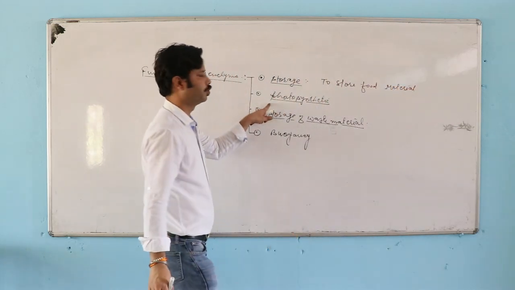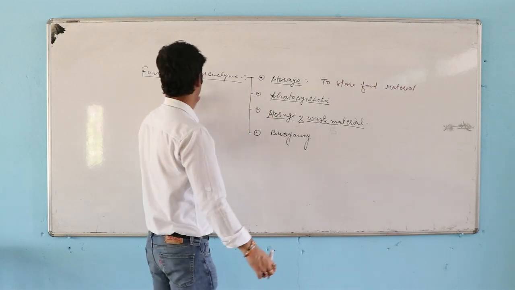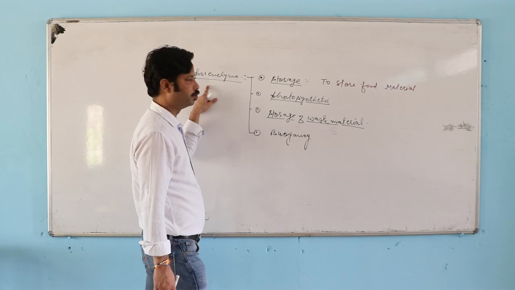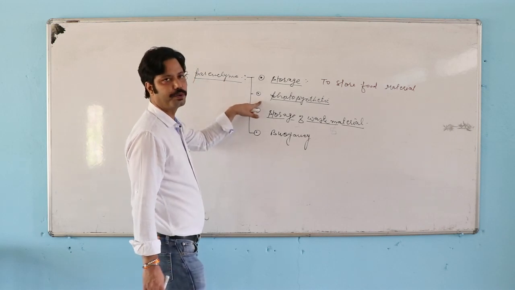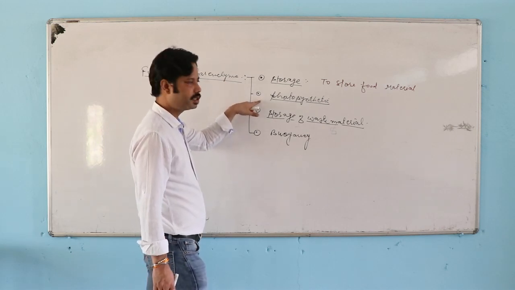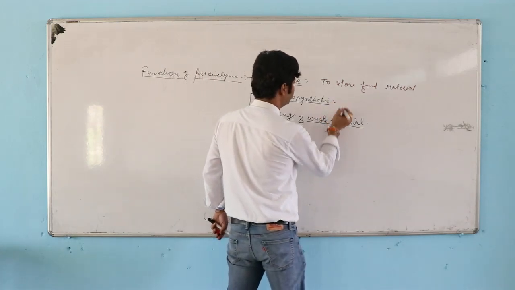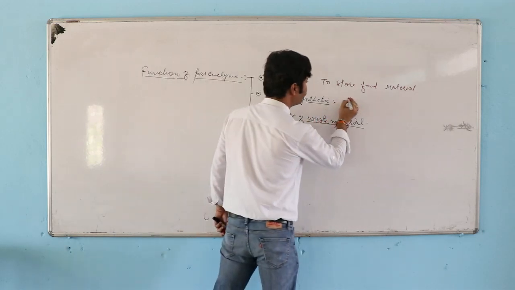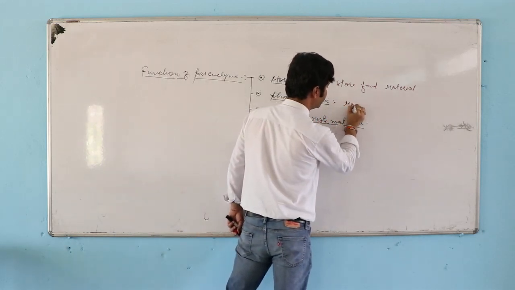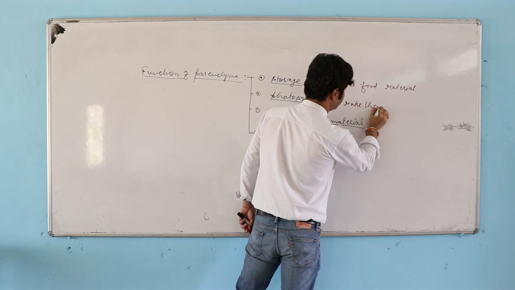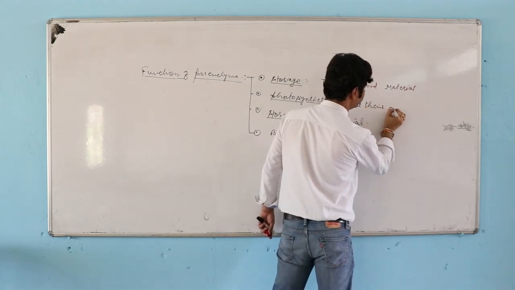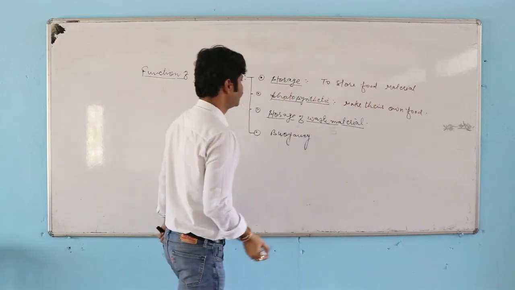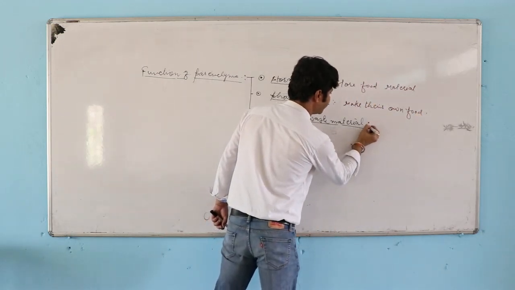Now, second one is photosynthetic. Due to the presence of chloroplast in parenchymatous tissue, these tissues can make their own food by the process of photosynthesis. So, they are photosynthetic in nature because they can make their own food.